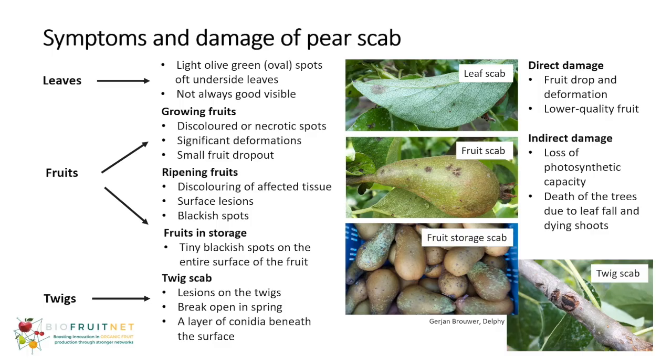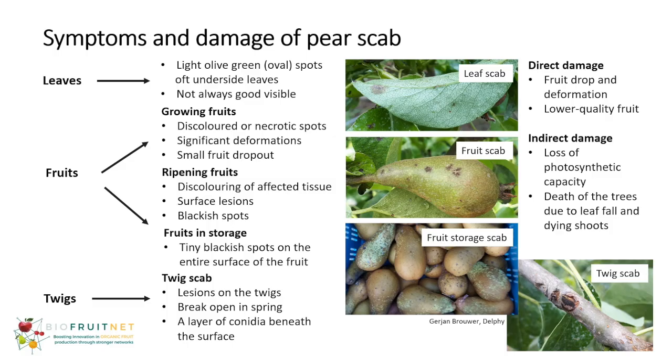Fruit in storage can seem to be free of scab when they go into storage, but when they ripen, tiny blackish spots can form on the entire surface of the fruit. Twig scab: in the first year nothing is visible, but in the second year we see lesions on the twigs. They break open in spring and a layer of conidia lies beneath the surface.